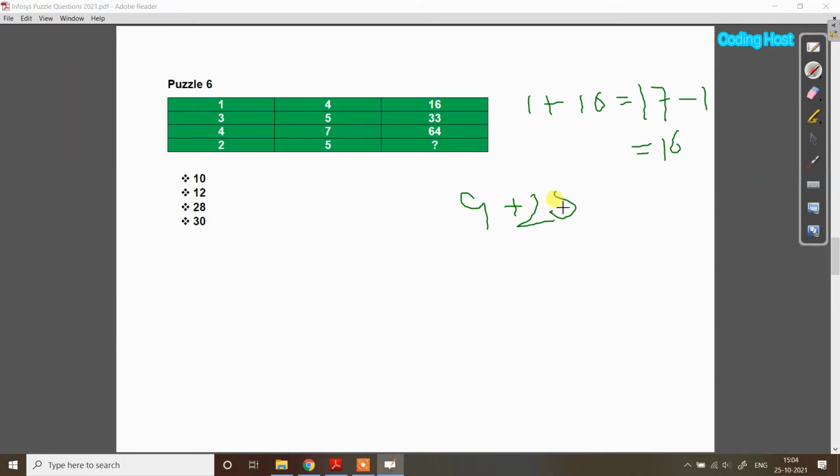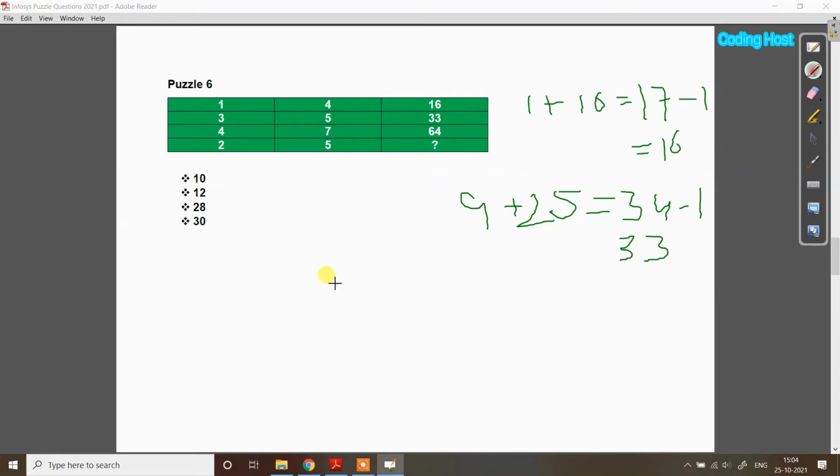So 9 plus 25 is equal to 34, and 34 minus 1 is equal to 33. So maybe this is the right logic here. Now let's try to apply this logic here.